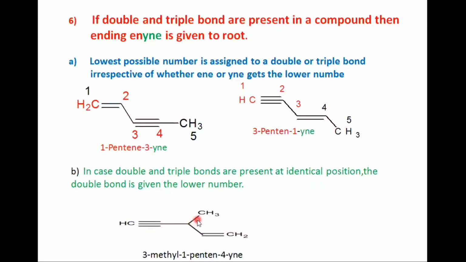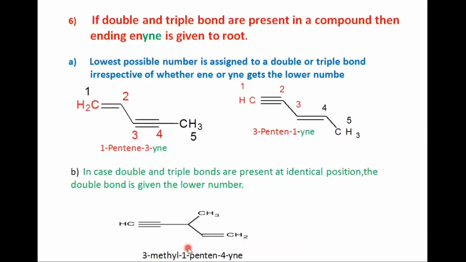As the 3 position contains a substituent which is methyl, its systematic name would become 3-methyl-1-pentene, as discussed earlier. When double and triple bonds are present, we should write the name of alkene first and alkyne later. So 3-methyl-1-pentene, the 1 position contains the double bond, and the 4 position contains the triple bond, so 4-yne. So it is the correct name of this compound. When we have a double and triple bond at the identical position, then we will give priority to the double bond.